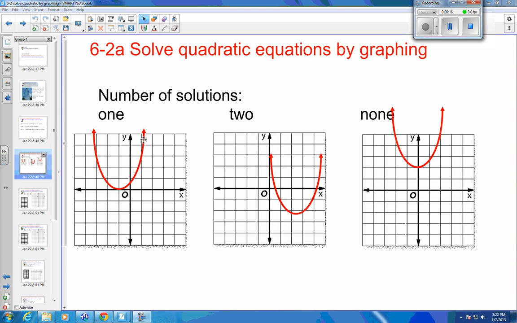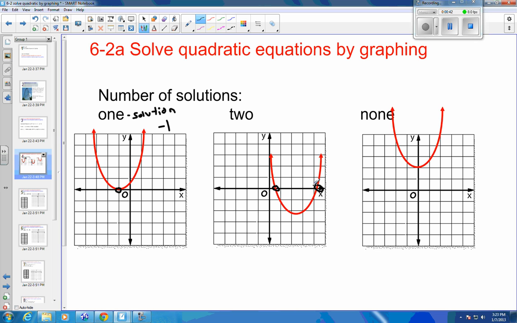A quadratic is a parabola, and parabolas can cross the x-axis 3 different ways. You can cross at 1 point, right? So you can cross right here where you have 1 point. You can cross at 2 points, or you can not cross at all. In this case, we say that this is one solution, and a solution is where we cross the x-axis. So our solution right here would be -1.